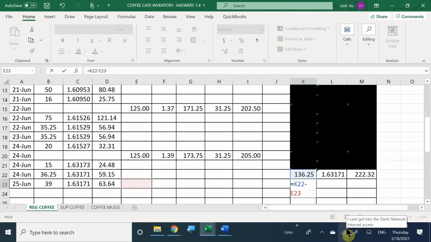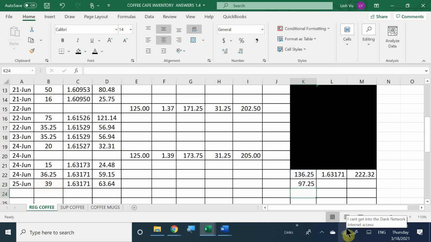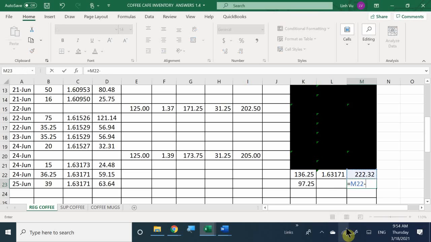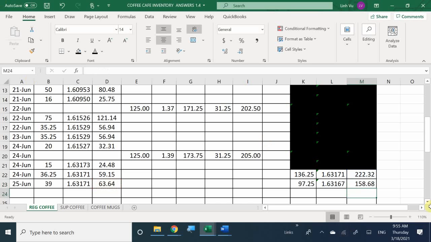And here, let's update our inventory. So what's my total quantity I have left? 97.75, and my total cost is going to be 158.68.